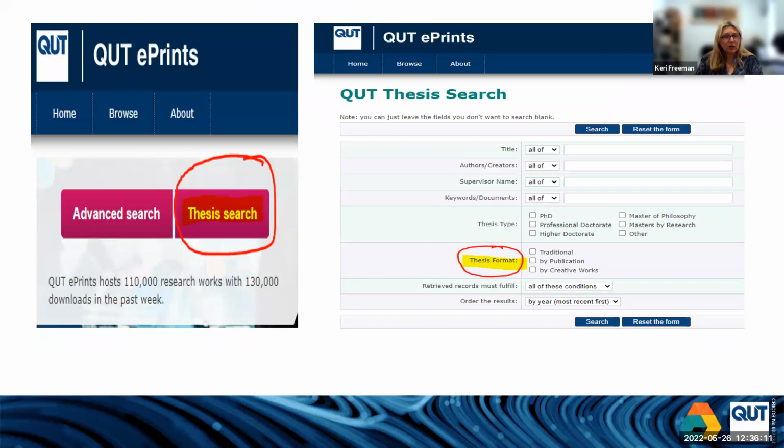All right, so QUT ePrints is a really good resource for you. If you haven't been in there, please go. That's where I get a lot of my examples from. You'll see you can choose the thesis format that fits with what you're doing. So use that resource.